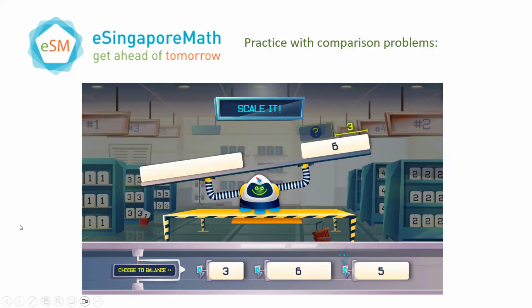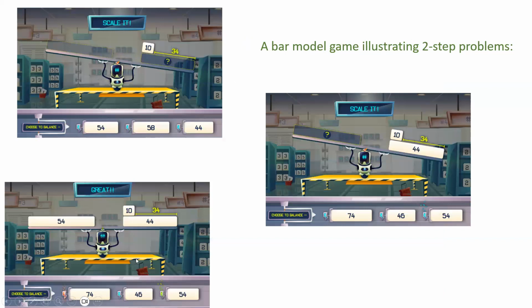So here's another one. This is a comparison problem. This one is a 2-step. We have to figure out what the other part of 6 is, and then try to balance the scale on the other side. And here's an example of this. This is second grade also. It's a little mental math exercise.